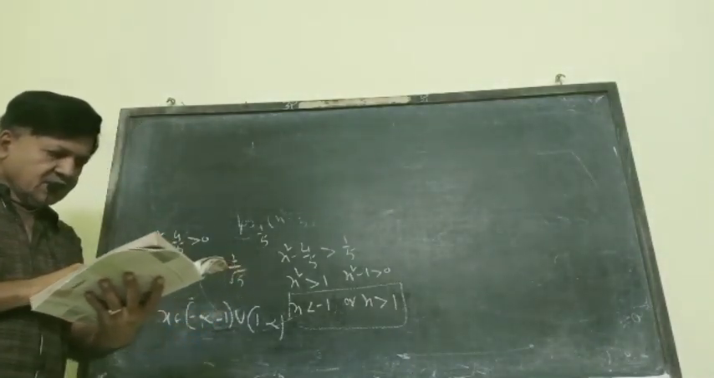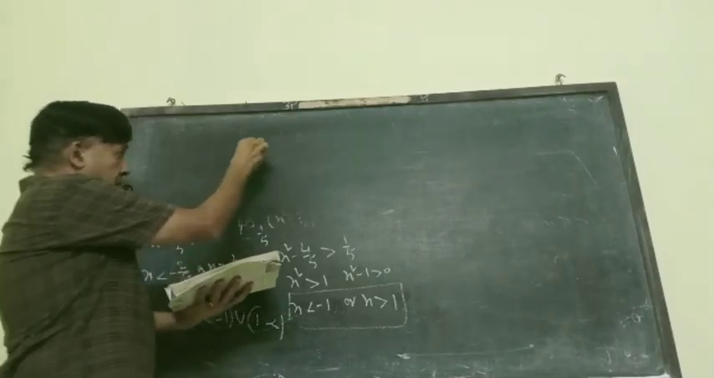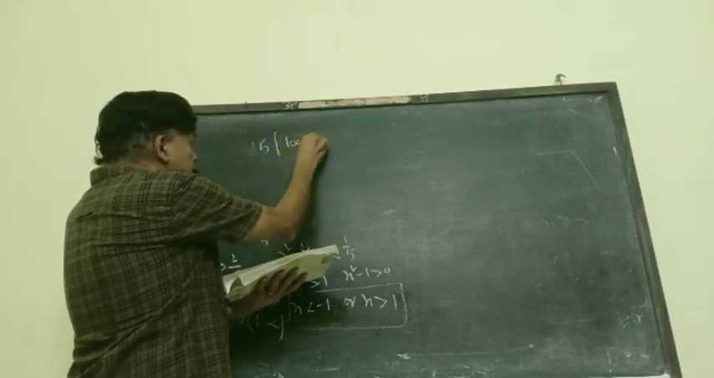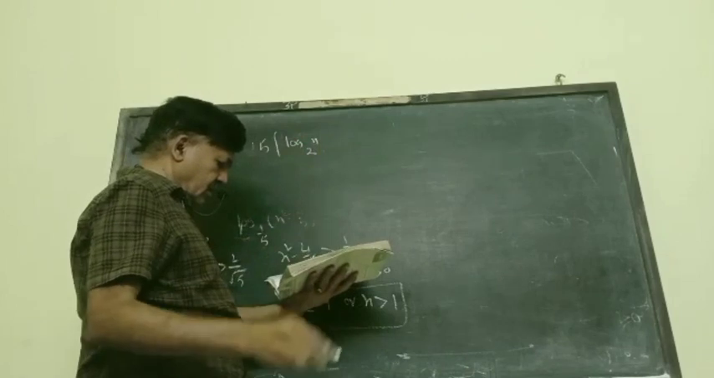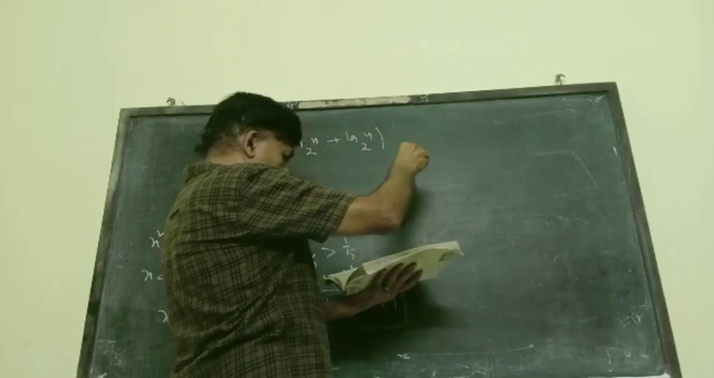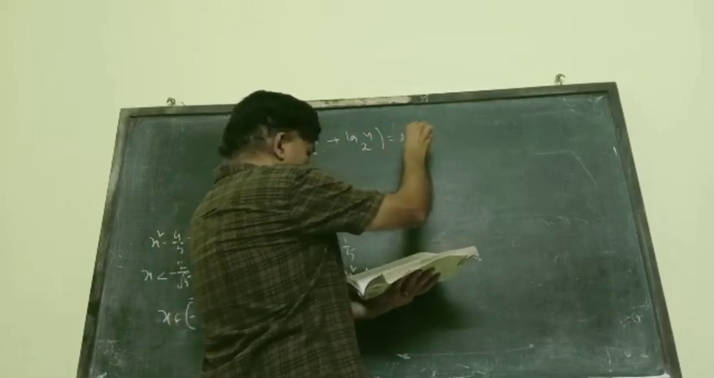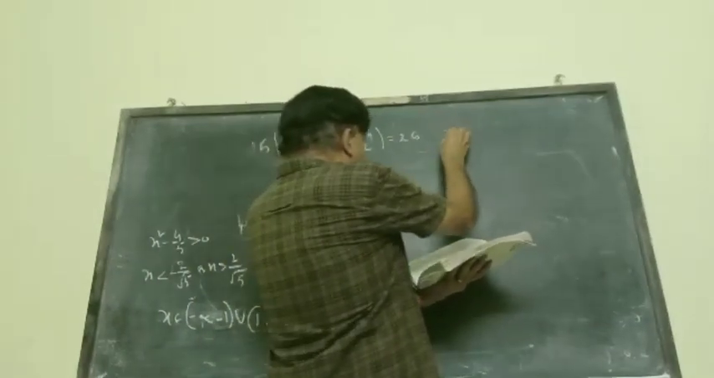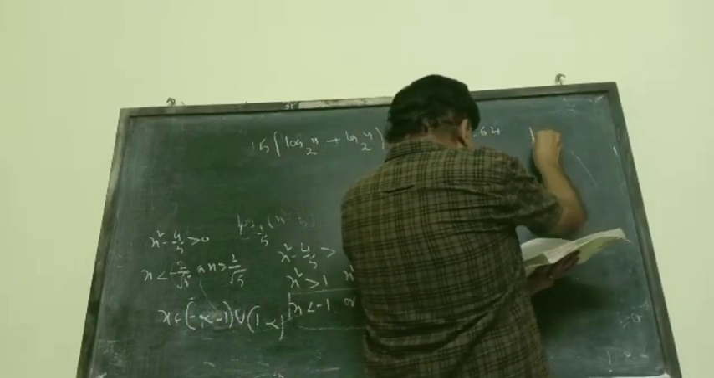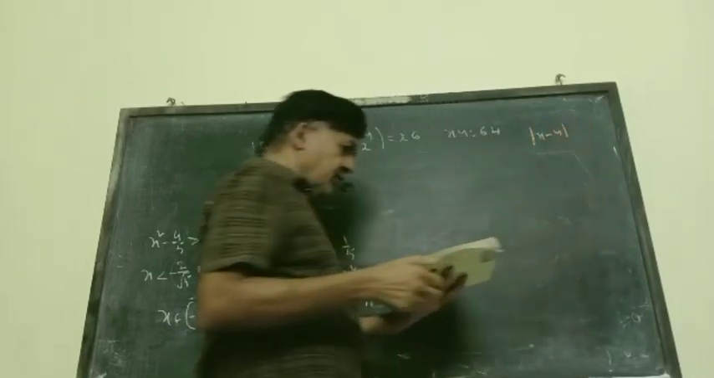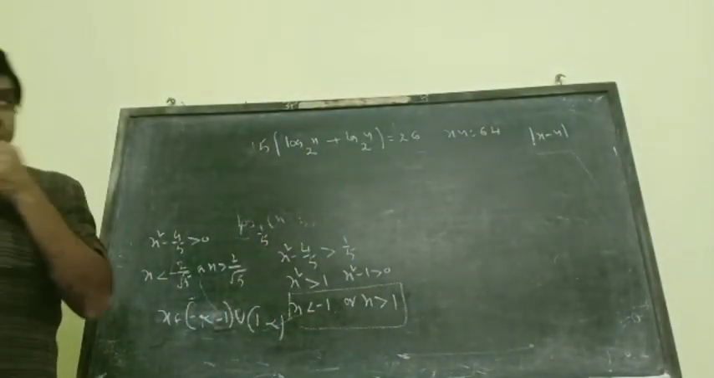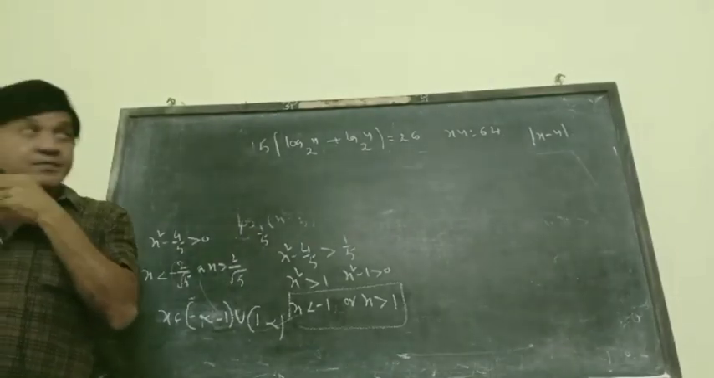The next question is: 5 into log x to base 2 plus log y to base 2 is equal to 26, and xy is equal to 64. Find mod of x minus y. This is our next question.